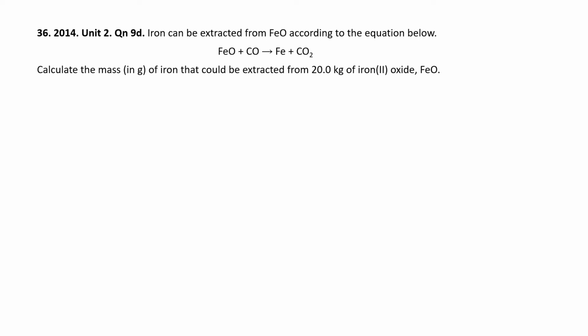So starting off, iron can be extracted from FeO according to the equation below. Make sure it's balanced before we do anything else. 1 iron, 1 carbon, 2 oxygens. Calculate the mass in grams of iron that could be extracted from 20 kilograms of iron(II) oxide.